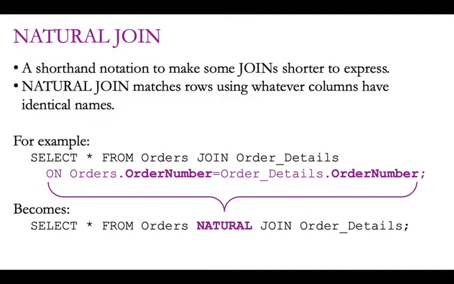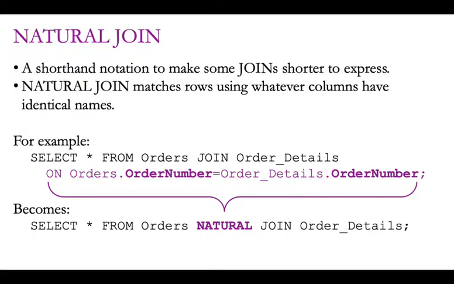Okay. Another thing we mentioned last time, kind of almost accidentally, was natural join, which is really just a shorthand notation. It's not strictly necessary. It's not a different kind of join. It just allows you to do a join without an on predicate if you happen to be using column names that have the same name. And that's often true, especially if you design your database correctly.